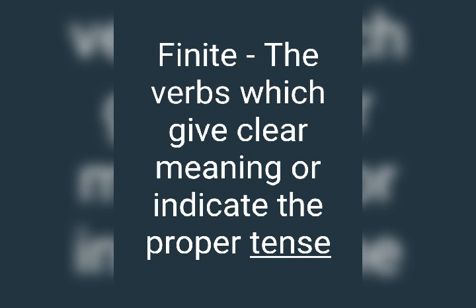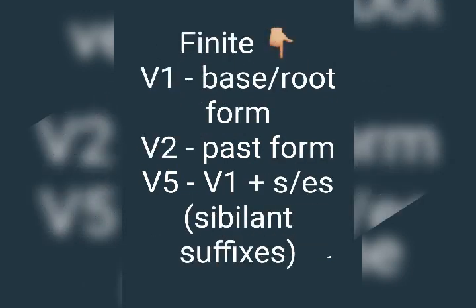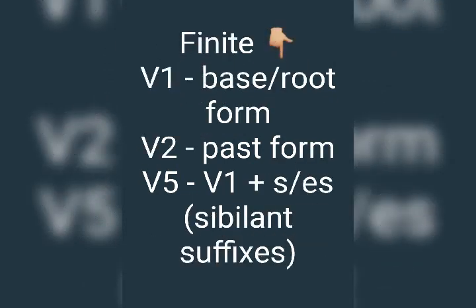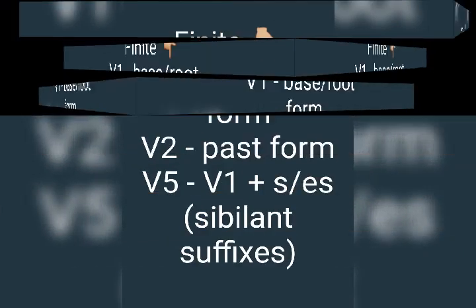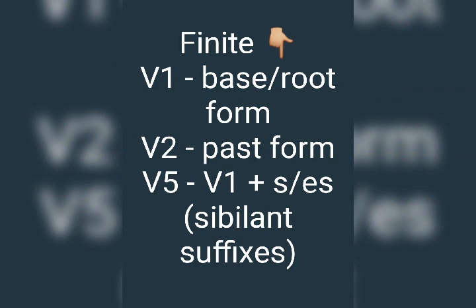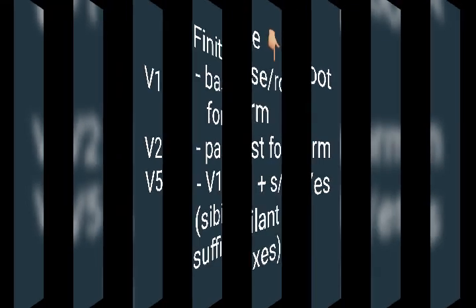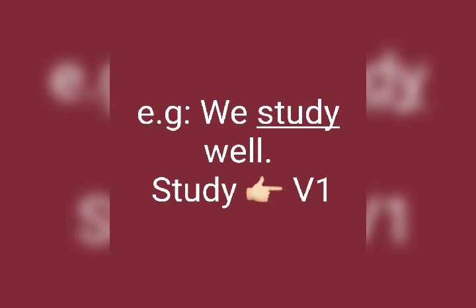Our teachers taught us good manners. Here, taught is the finite verb, V2, past form of teach. God loves all. Here, loves is the finite verb, the V5 form of love, love plus S, the suffix. In all the three sentences, the verb forms are complete and meaningful. So, they are called finite verbs.